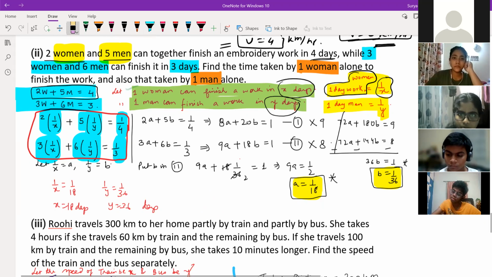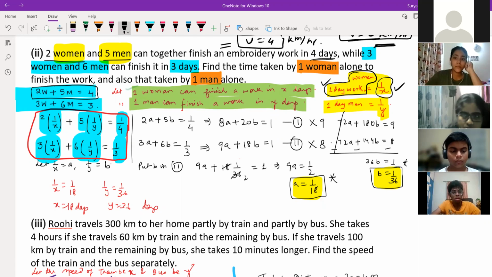So here I have written that one woman can finish a work in X days. It means that in 1 day, how much can she work? 1 by X, right? She will take X days to finish that work. 1 day work is 1 by X. And 1 day man's work is what? 1 by Y, correct?